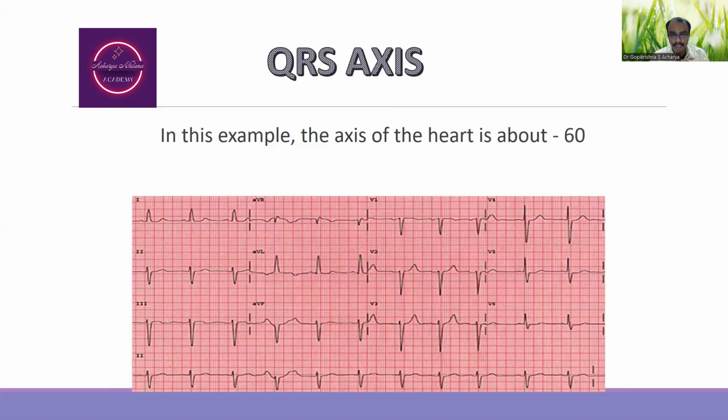In this particular example, electrical axis is considered to be -60.